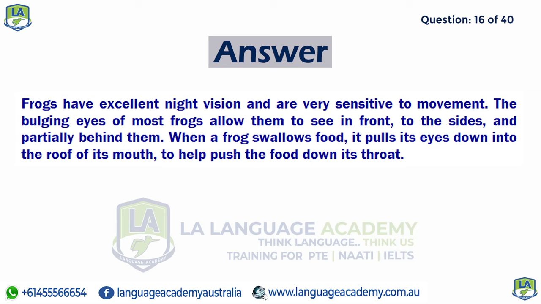Frogs have excellent night vision and are very sensitive to movement. The bulging eyes of most frogs allow them to see in front, to the sides, and partially behind them. When a frog swallows food, it pulls its eyes down into the roof of its mouth to help push the food down its throat.